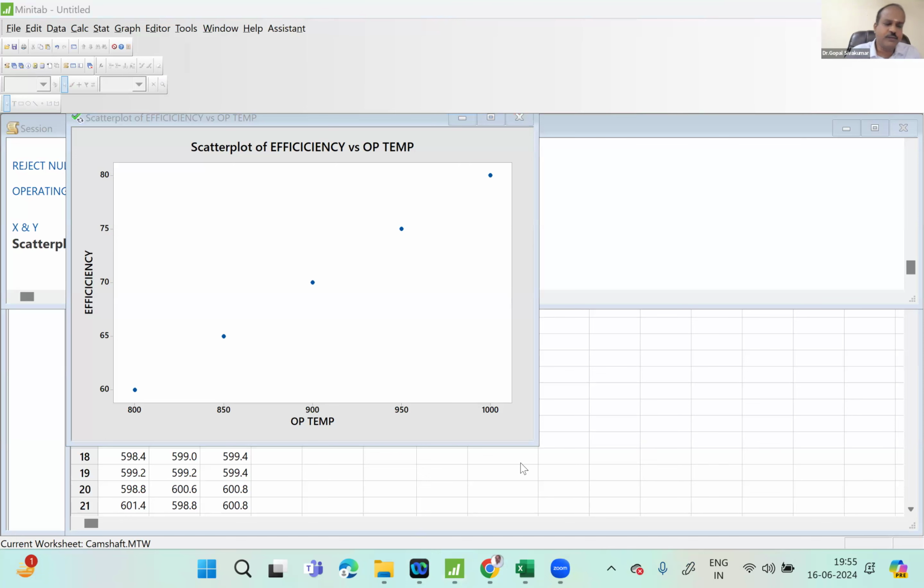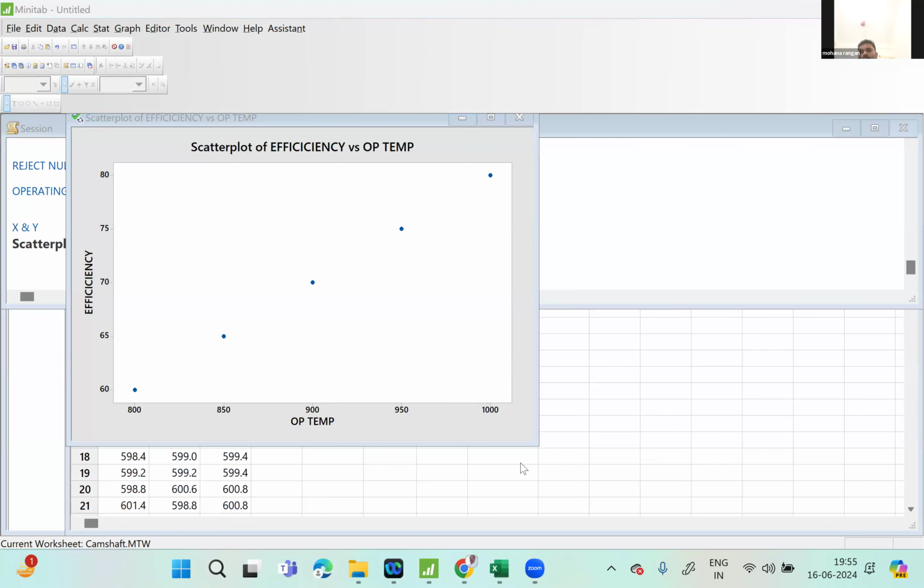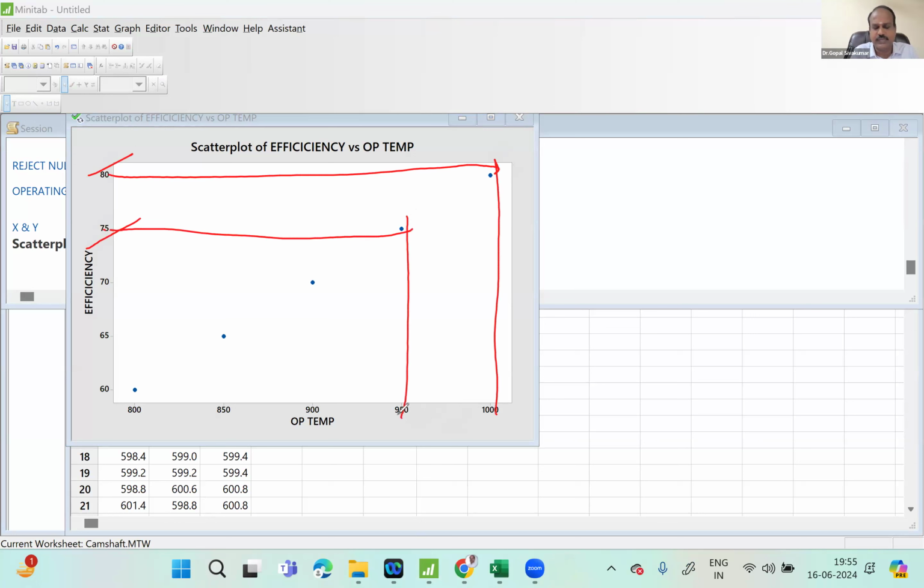So if you are happy with the current operating range, and if you want your boiler to have, let us say, an efficiency between 80 to 70, then 80 is this point, then 75 is this point. Now you should decide to operate your boiler in this range. What is the range? If you operate your boiler between 950 to 1000 degrees Celsius, then you will be able to achieve an efficiency of 75 to 80%.